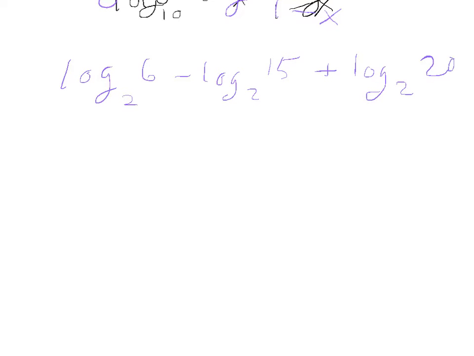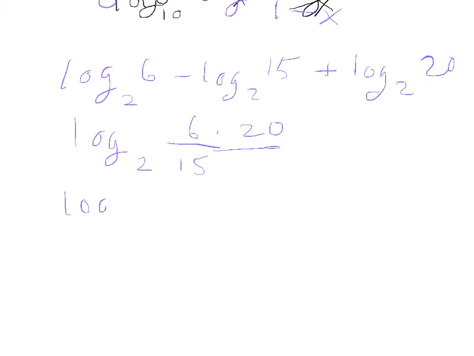Okay, next problem you have here is log base 2 of 6 minus log base 2 of 15 plus log base 2 of 20. Alright, so you want to combine these a little bit nicer. We're going to use the properties of logs. This would be 6 over 15 because of this minus sign, and then times 20 because of the plus sign there. Those are the properties of logs.